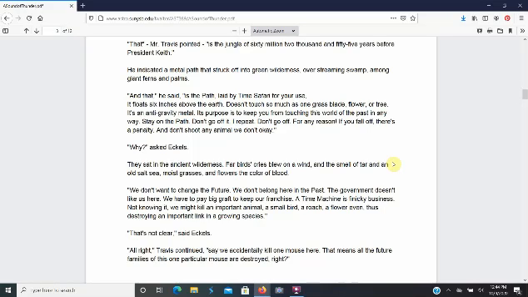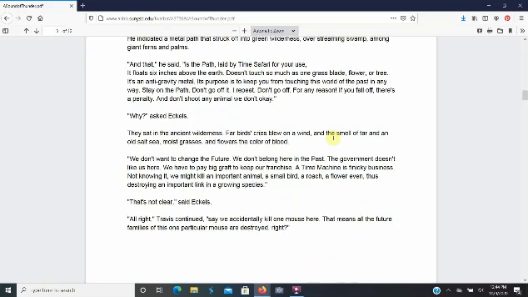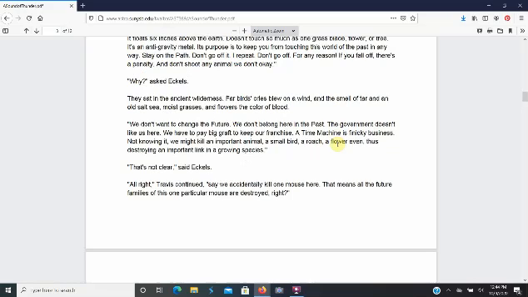Stay on the path. Don't go off it. I repeat, don't go off for any reason. If you fall off, there's a penalty. And don't shoot any animal we don't okay. Why? asked Eccles. They sat in the ancient wilderness, four birds' cries blew on a wind, and the smell of tar, and an old salt sea, moist grasses, and flowers the color of blood.